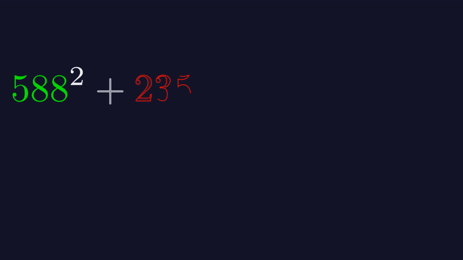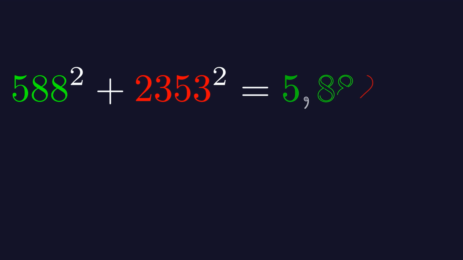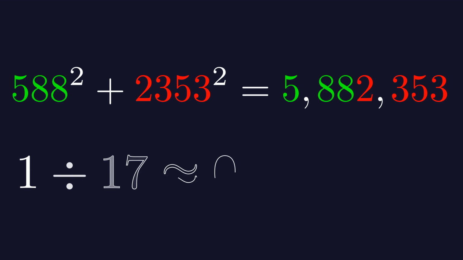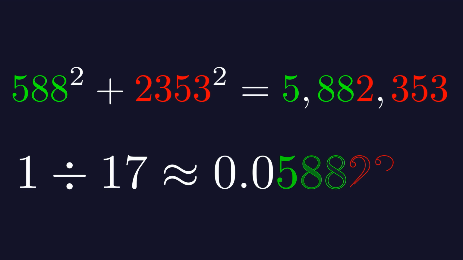588 to the power of 2 plus 2353 to the power of 2 is equal to 5,882,353. And also 1 divided by 17 rounded to 8 digits is equal to 0.05882353.